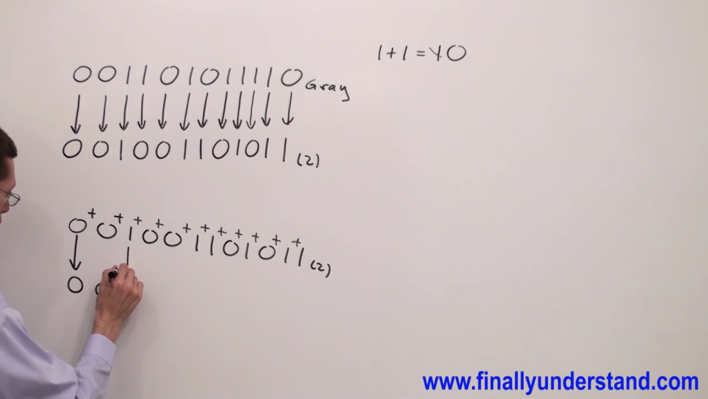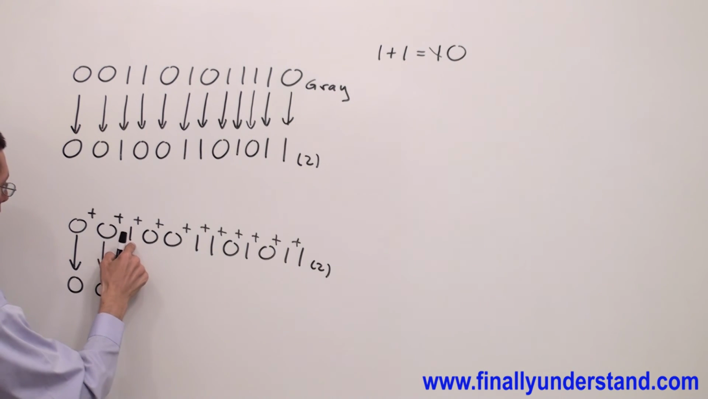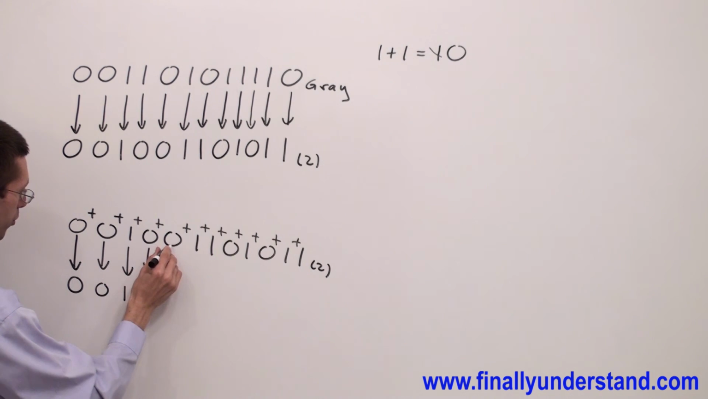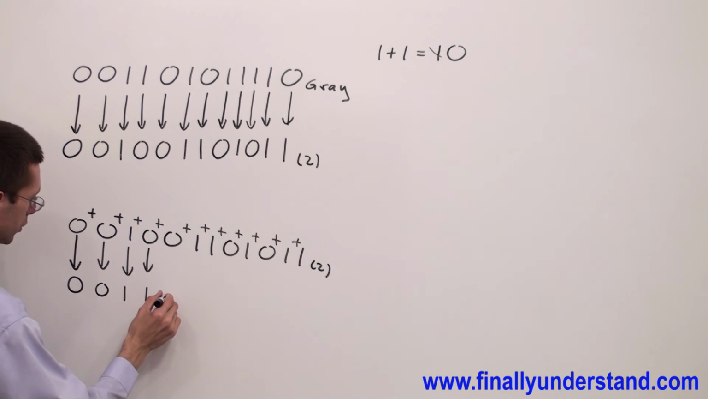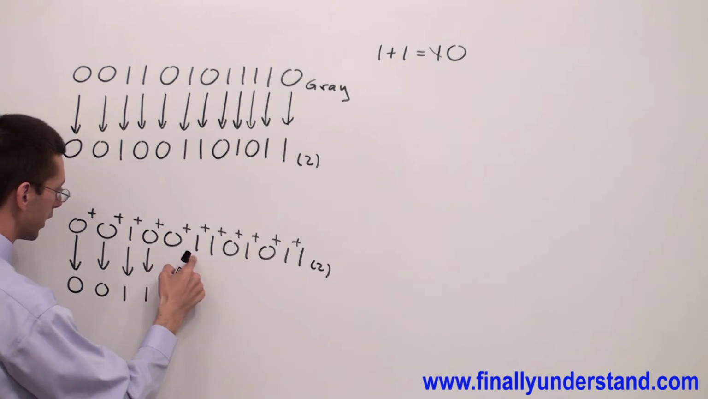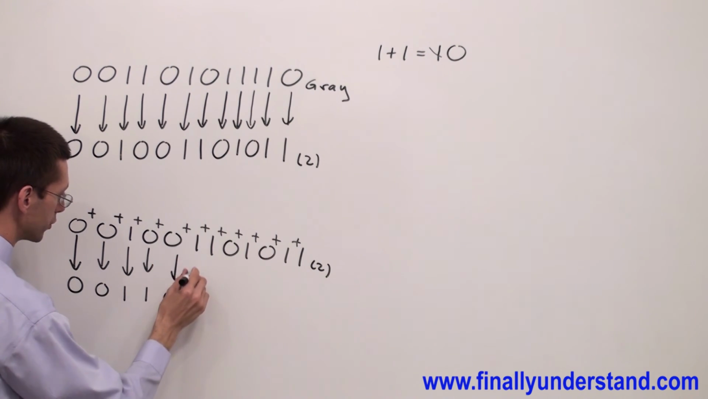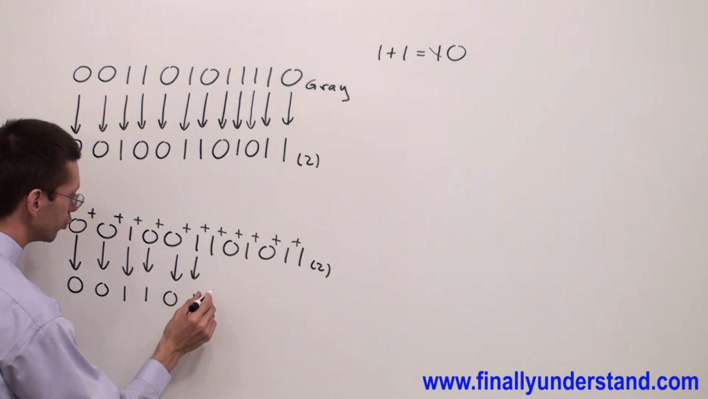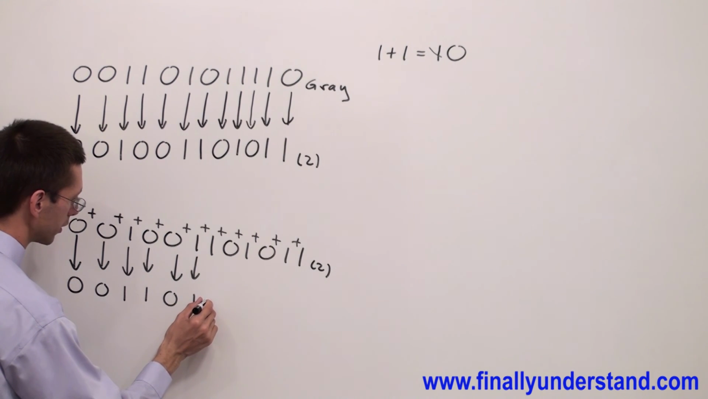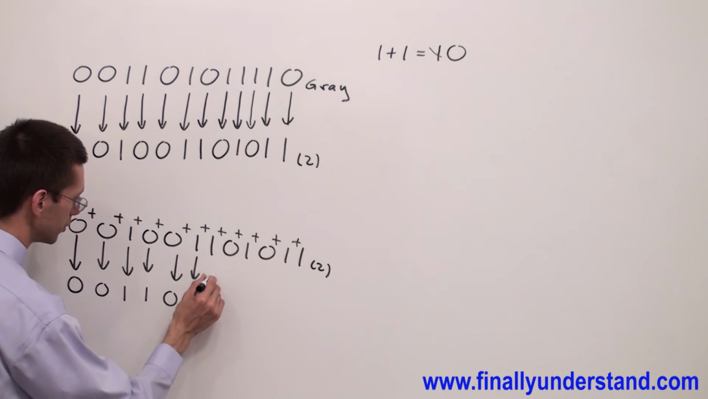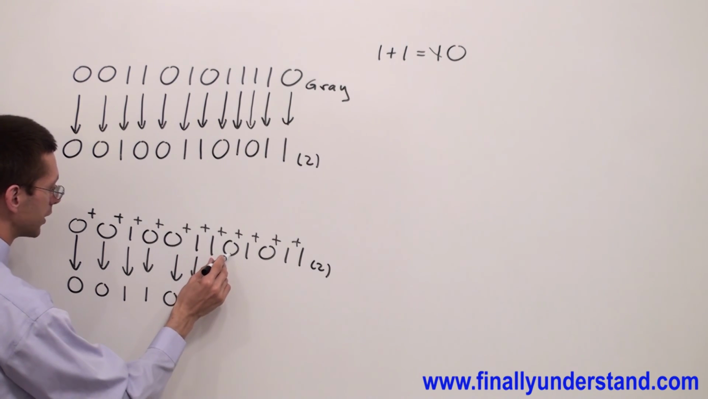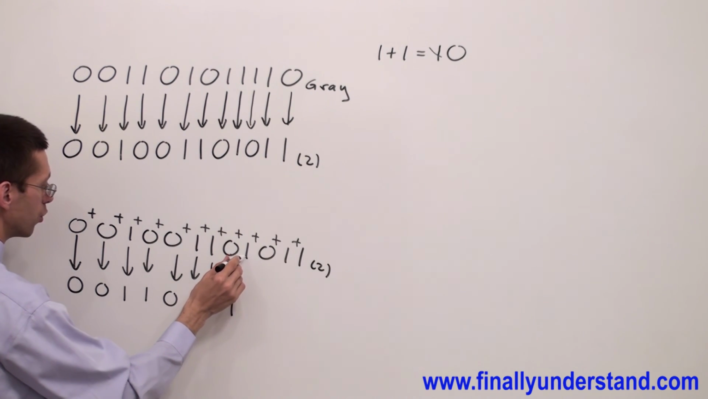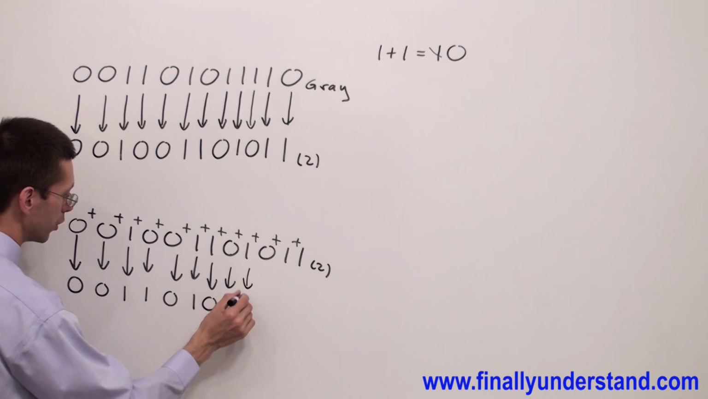Let me draw arrows too. 1 plus 0 gives me 1. 0 plus 0 gives me 0. 0 plus 1 gives me 1. 1 plus 1 gives me 2. I'm supposed to discard the carry of 1, that's why I'm going to write only 0. 1 plus 0 gives me 1. 0 plus 1 gives me 1.